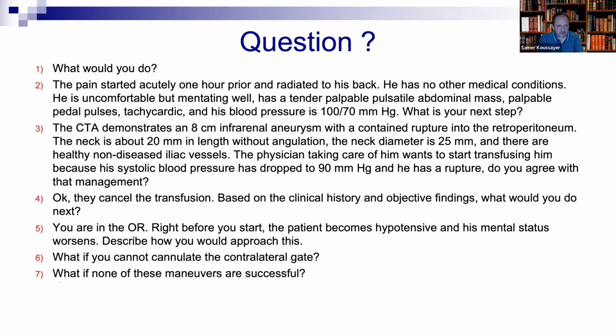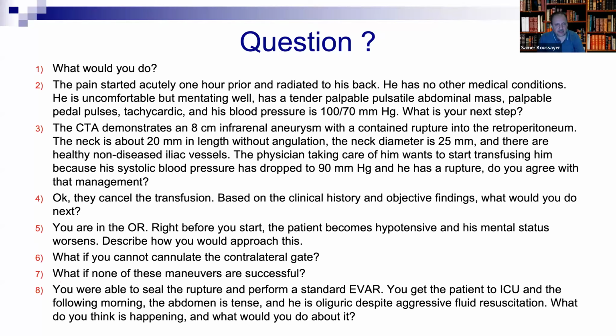Okay. What if none of these maneuvers were successful? Then you can go through the brachial, but the problem with the brachial is there is a balloon there. You have to be careful. But if you push it with a vertebral catheter, you can get through it.